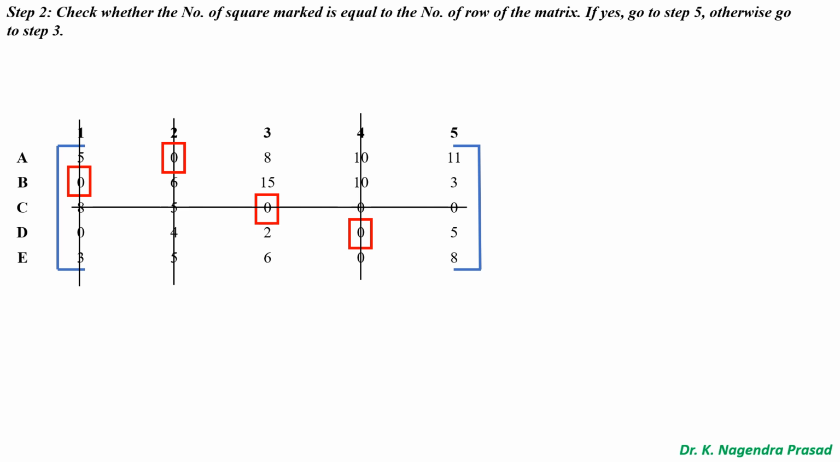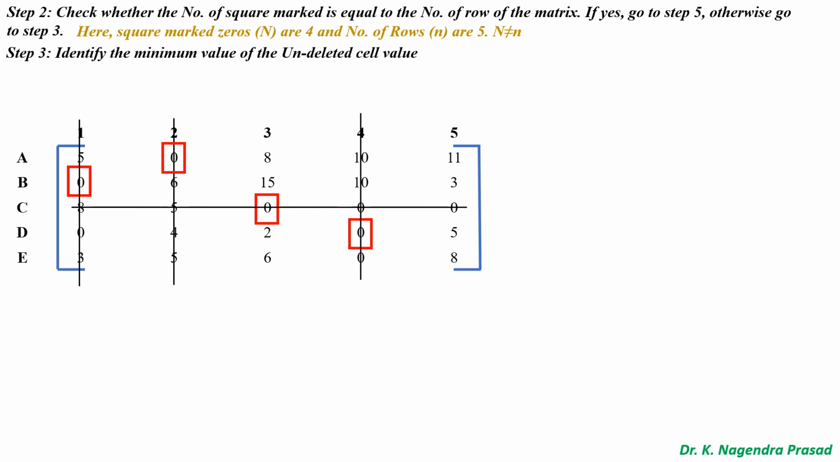Step 2 is to check whether the number of squares marked is equal to the number of rows of the matrix. If yes, go to step 5. Otherwise, go to step 3. Here, the square marked zeros are 4 and the number of rows is 5. Then the square marked zeros are not equal to the number of rows. Then we have to go for step 3.